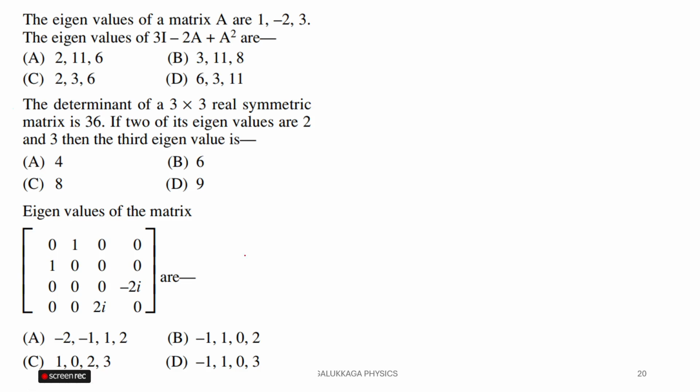Okay, next. The eigenvalues of matrix A are 1, minus 2 and 3. Find the eigenvalues of 3I minus 2A plus A square. So let me evaluate for 1 and minus 2. Let me evaluate for 1 first. We will be having 3 minus 2 times lambda, which is 1, plus 1 squared. So 3 minus 2 is 1, 1 plus 1 is 2. So the first eigenvalue is 2. Obviously B and D are invalid options.